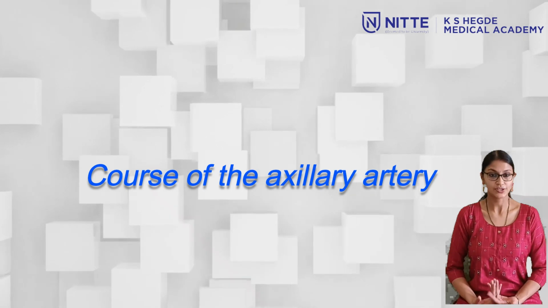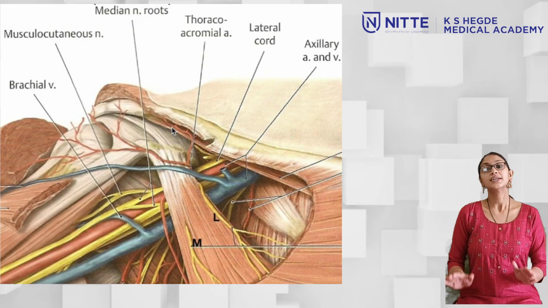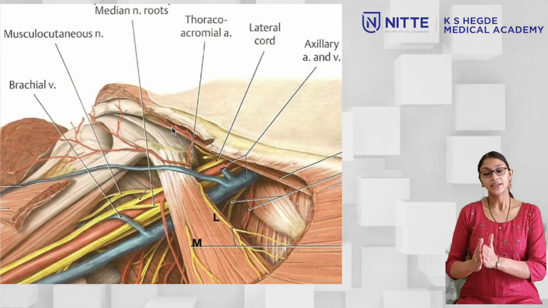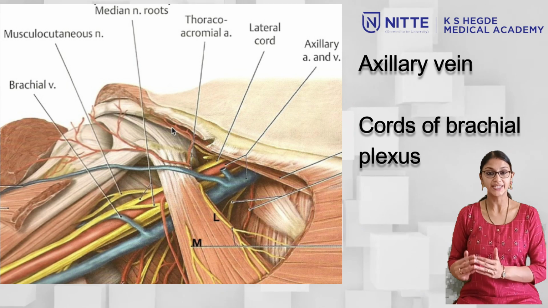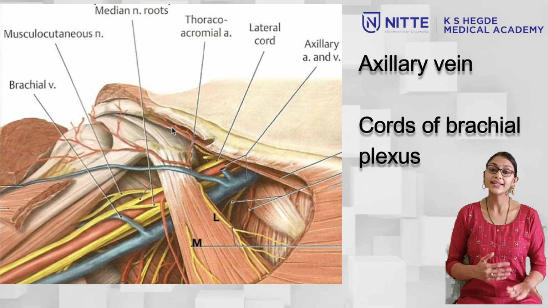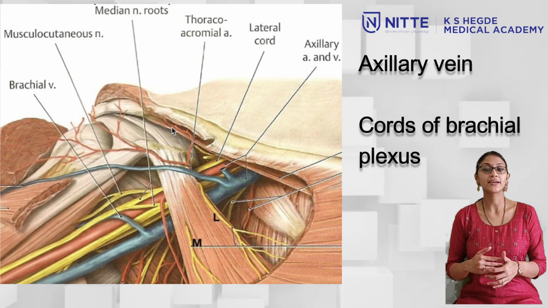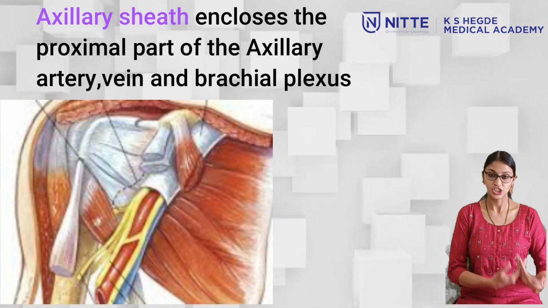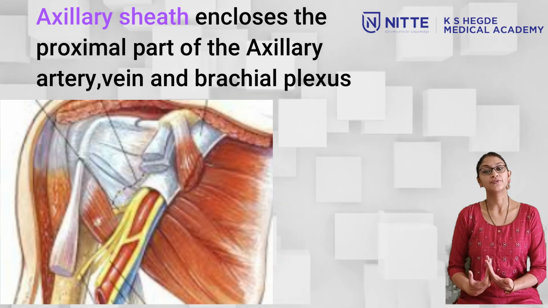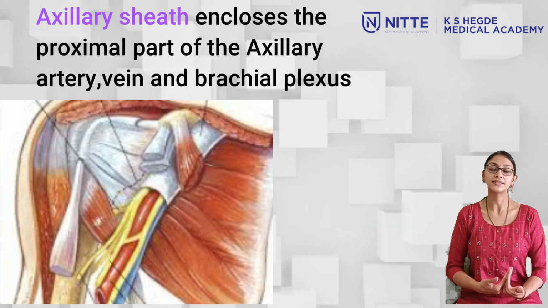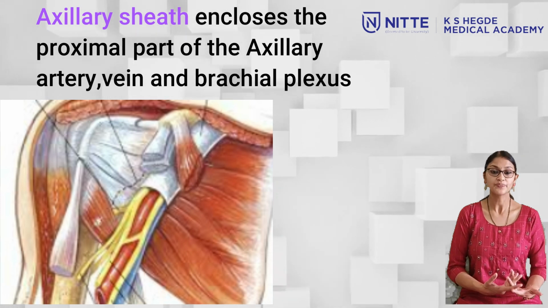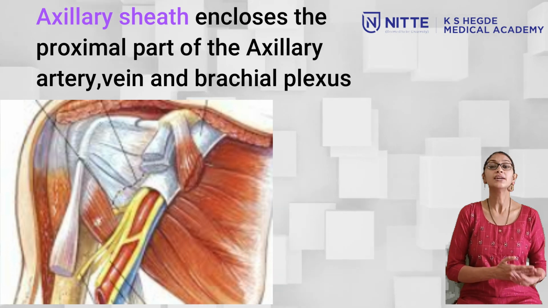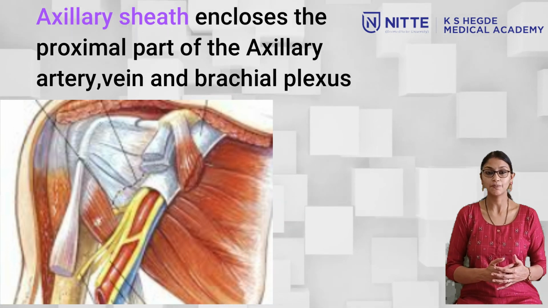Throughout its course, the axillary artery is accompanied by the axillary vein inferomedially. It's closely related to the brachial plexus cords and its branches. The axillary sheath, which is a derivative of the prevertebral layer of the deep cervical fascia, encloses the proximal part of the axillary artery and vein together with the brachial plexus.